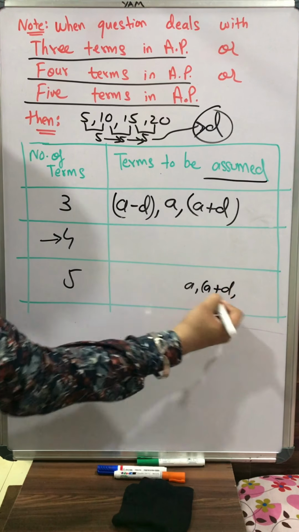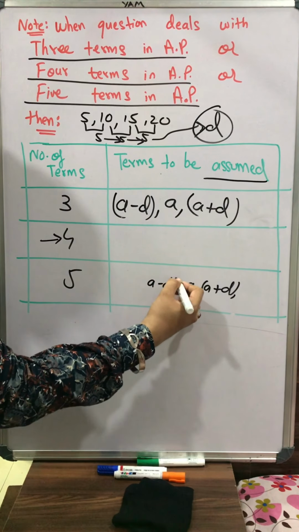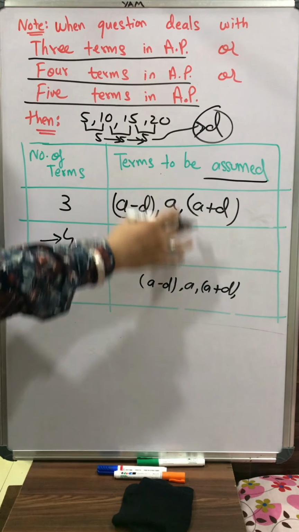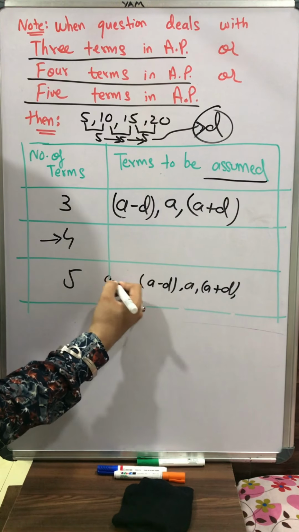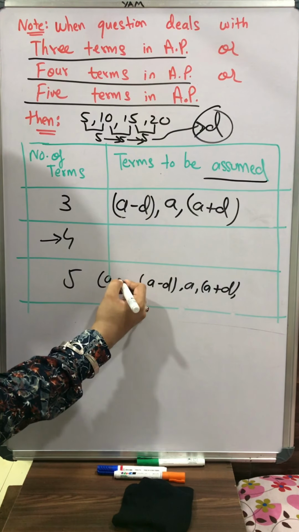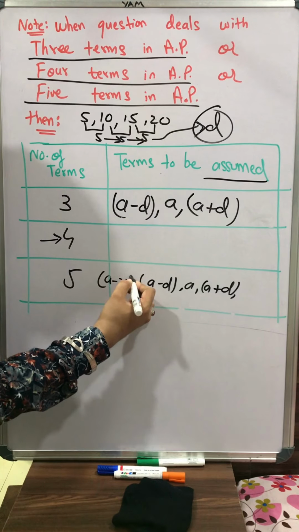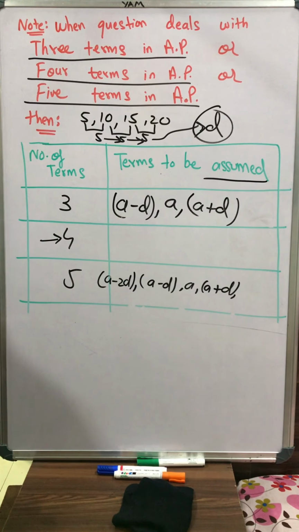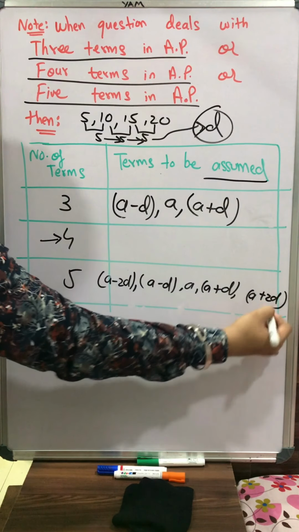A plus D on the right side, A minus D on the left side. These are my 3 terms. But 5 terms are asked. So see what to do. Please pay attention here. Here I put A minus, here it is minus D, so I'll put here A minus 2D. And on that side I'll put A plus 2D.